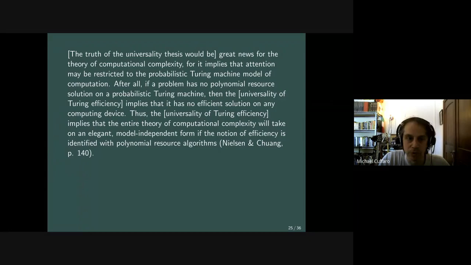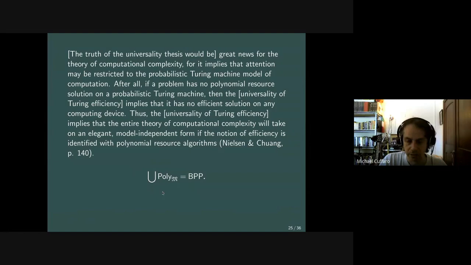solution on a probabilistic Turing machine, then the universality of Turing efficiency implies that it has no efficient solution on any computing device. Thus, the entire theory of computational complexity will take on an elegant model-independent form if the notion of efficiency is identified with polynomial resource algorithms. The kind of idea I take them to be alluding to here is essentially that we think of the class BPP as a universal class for efficiently computable problems.